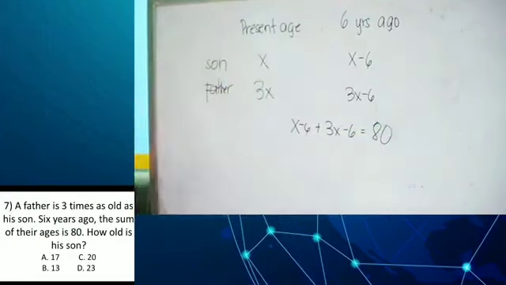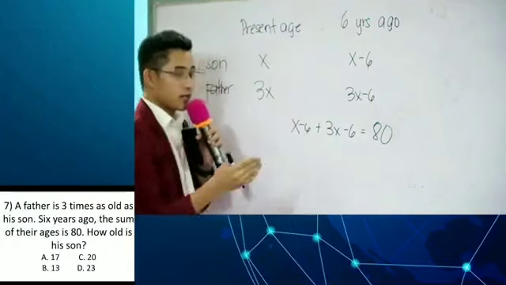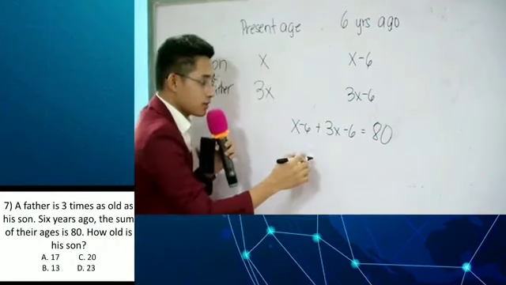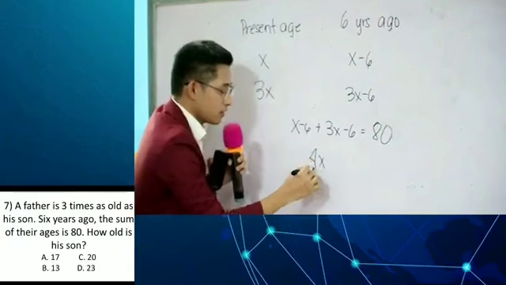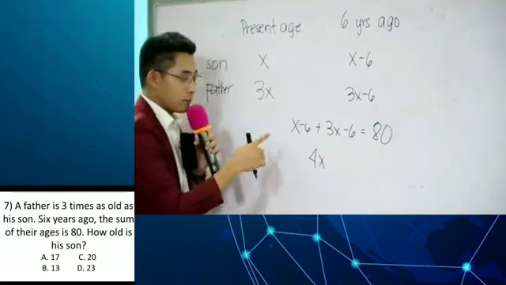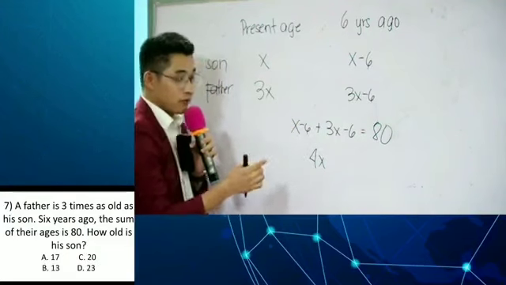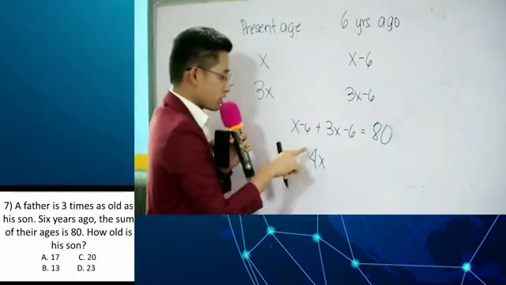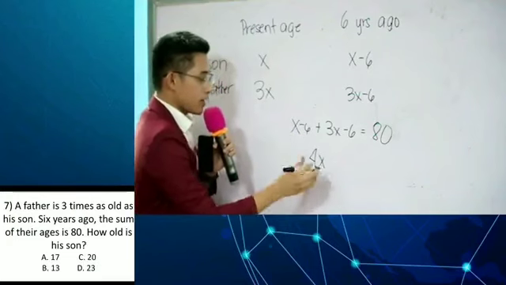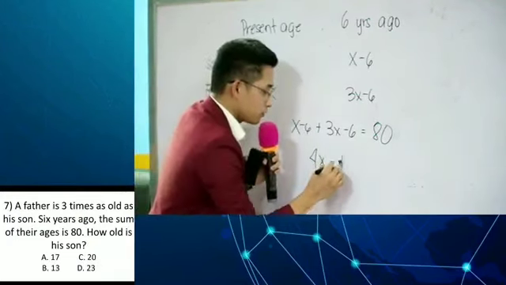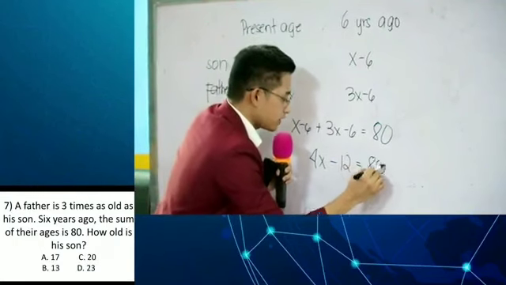Okay? So let's solve for the value of x. Ito na yung medyo critical na part kasi gagamit tayo ng rules ng equalities. So x plus 3x, 4x. Okay? So, combining like terms. So, paano ba malalaman pag like terms? So, just look at the degrees. Okay? Pag same, therefore, they are same terms. So, 3x plus x is 4x. Negative 6 minus 6, that is negative 12, is equal to 80.